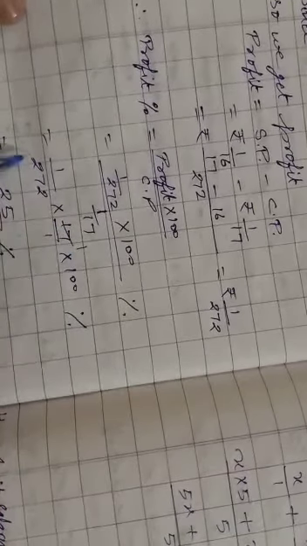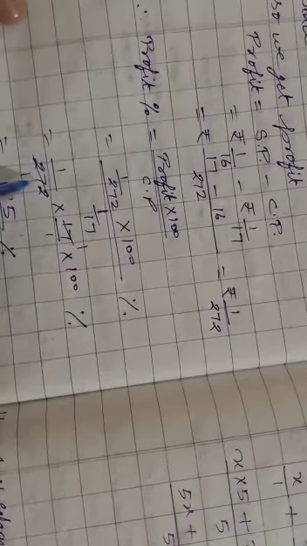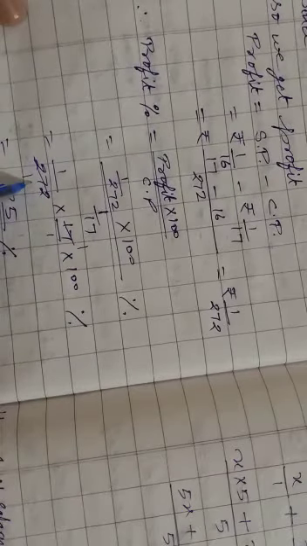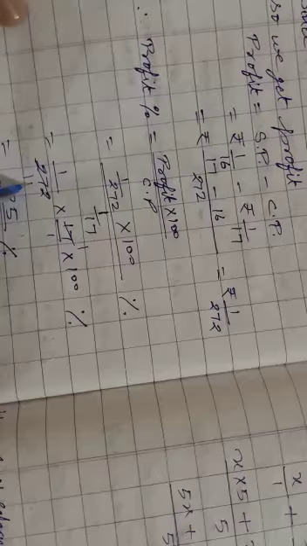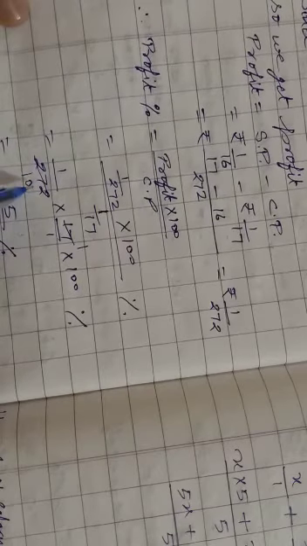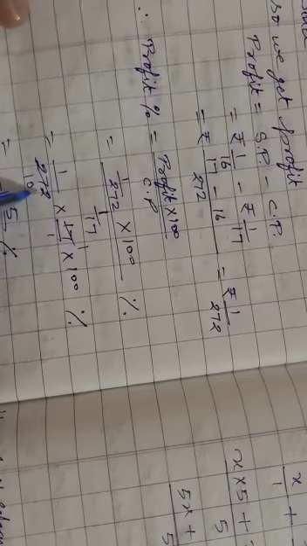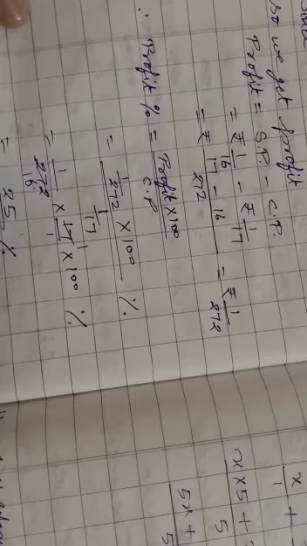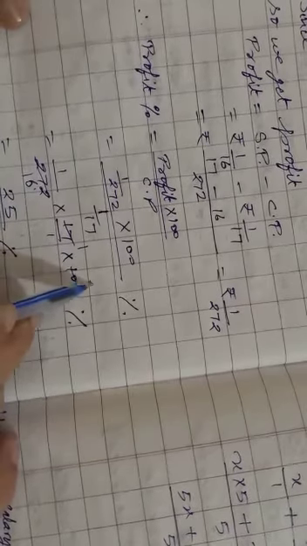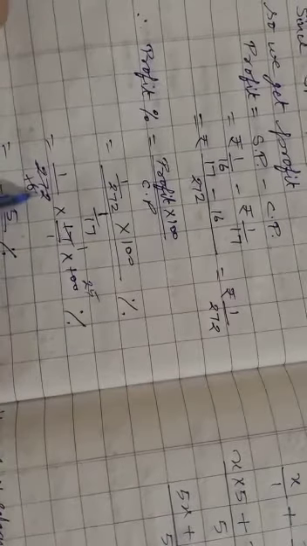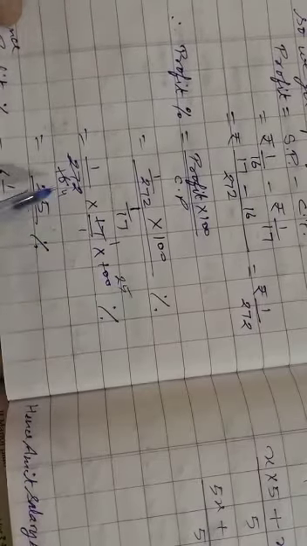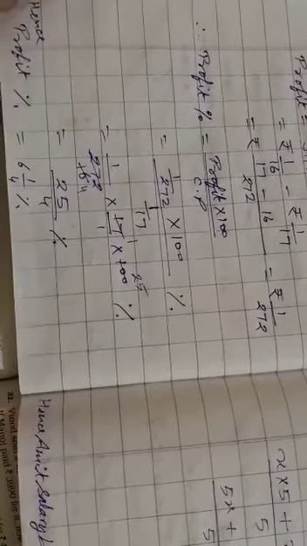17 1s are 17, 17 1s are 17, 17 6s are 102, 4 25s are 100, 4 4s are 16. That is 25 upon 4%. Hence profit percent equals 6 1 upon 4%.